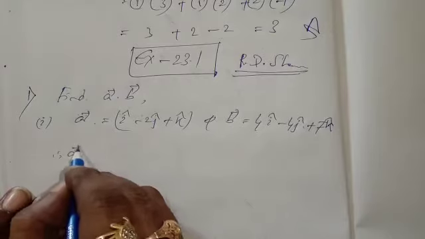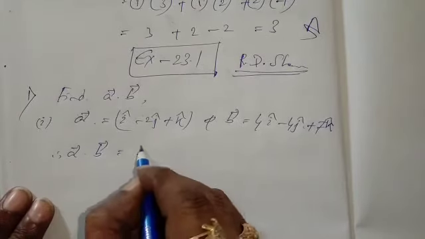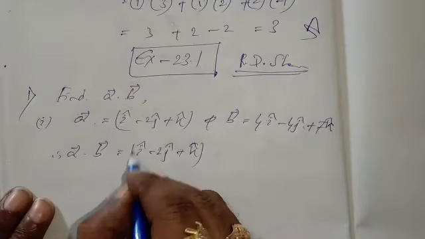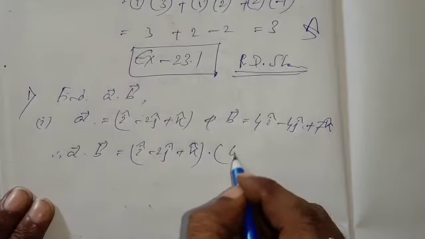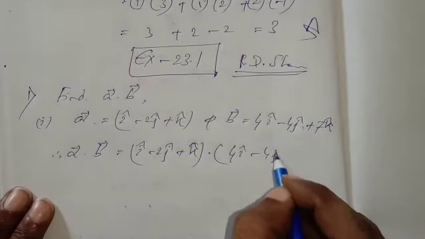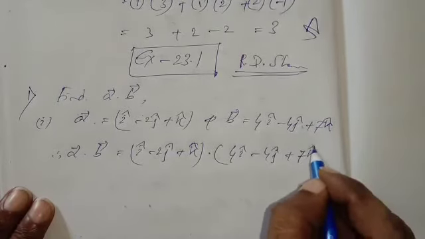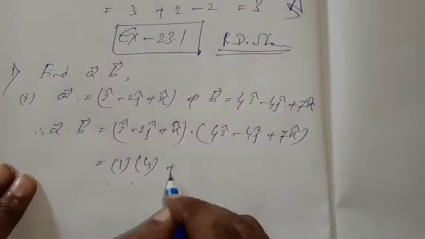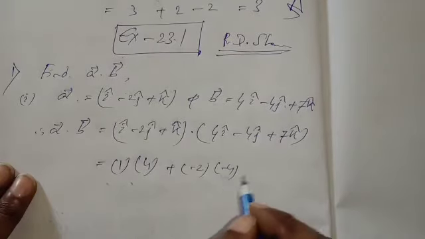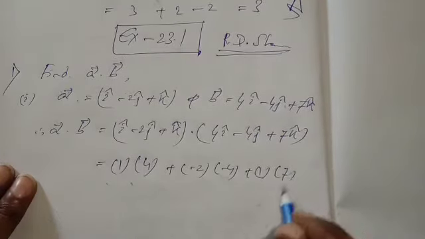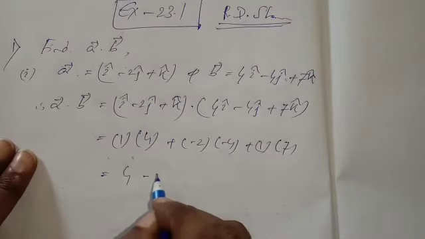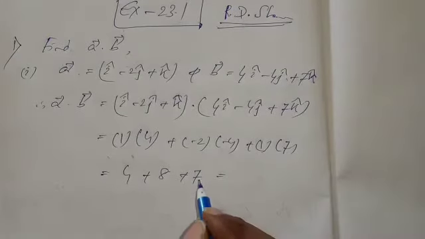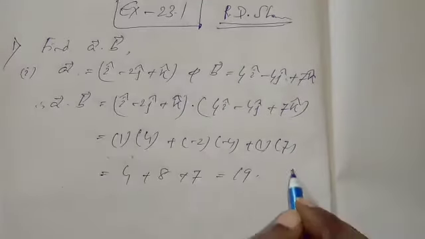Therefore A dot B will be i minus 2j plus k dot B vector. B vector is 4i minus 4j plus 7k. The i coefficient is 1, so 1 into 4, plus minus 2 into minus 4, plus 1 into 7. It is coming 4 plus 8 plus 7. 8 plus 7 is 15, 15 plus 4 is 19. That is the answer.